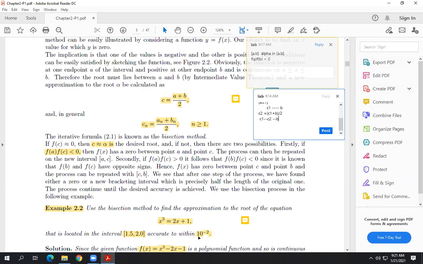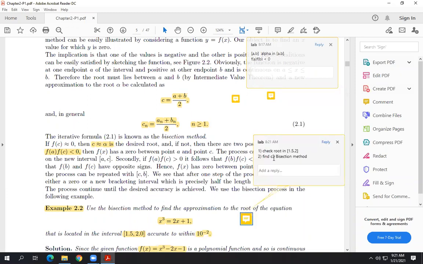If I give this example in the exam, exactly the same example, I change it and I say: this is the given problem. Check that one of the roots of this equation is inside the interval. This is the first part. And when it is guaranteed, find C3. Find the third approximation by using the bisection method.